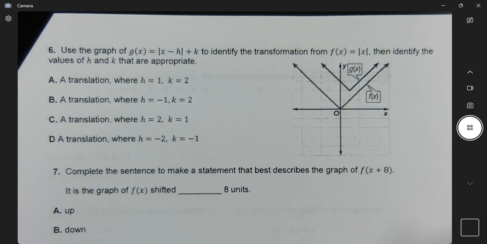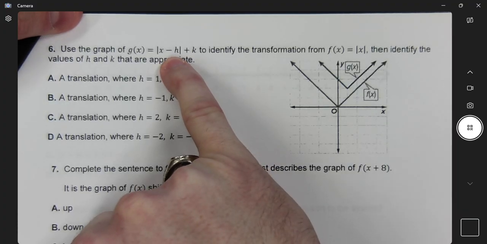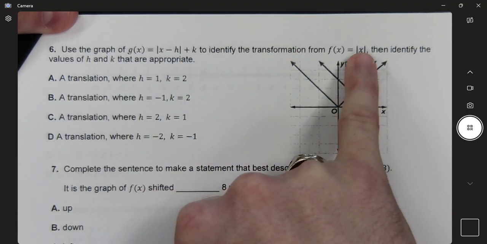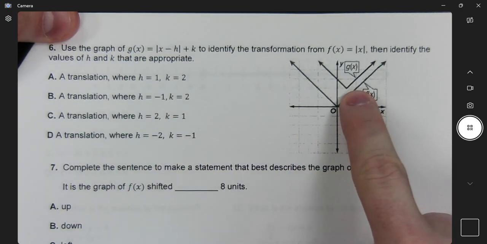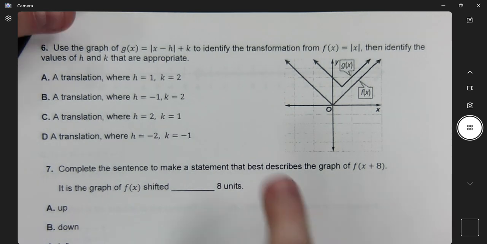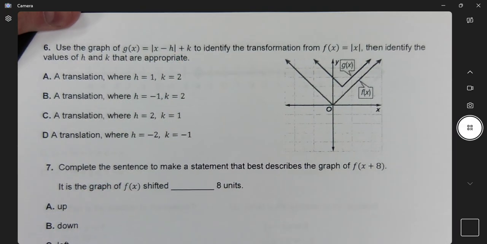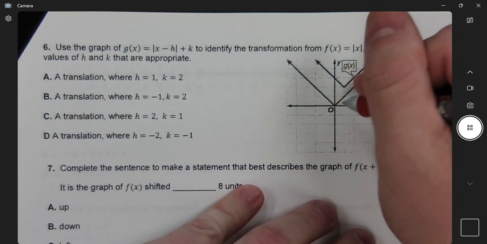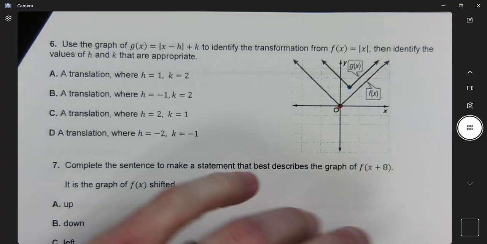It says, use the graph of g of x, which is this new one, which is a transformation of the absolute value of x. So you could go to Desmos, and you could literally type in all of these options until you got a picture like this. Again, I think it's faster to just know how transformations work. So how do they work? Any addition or subtraction, inside or outside, doesn't matter, is a shift. So the question is, what happened to the parent vertex to make it land here?